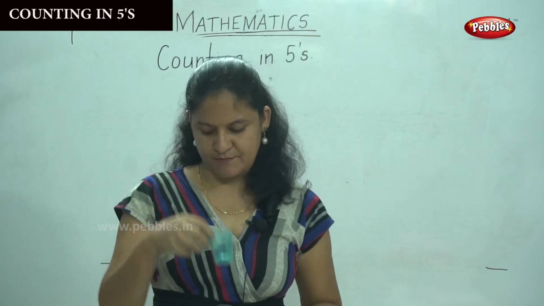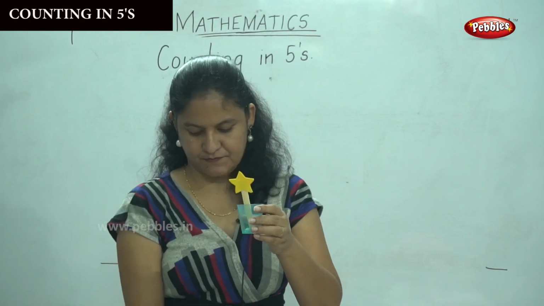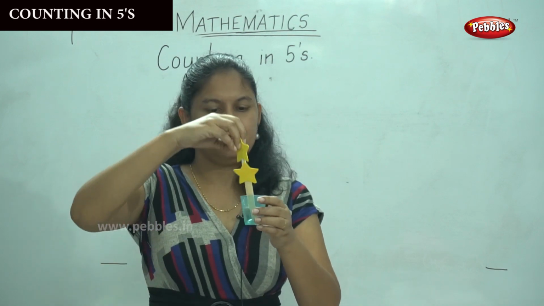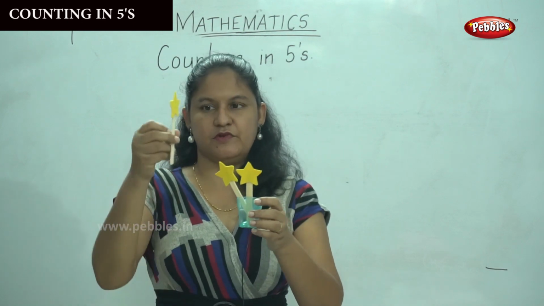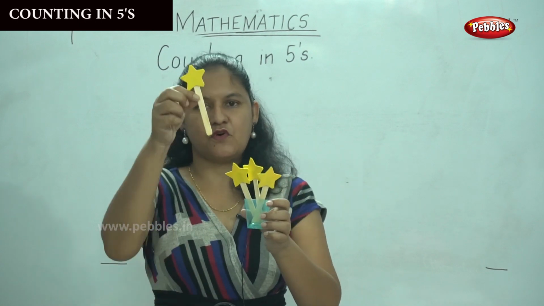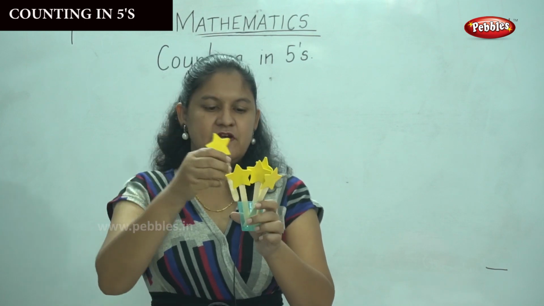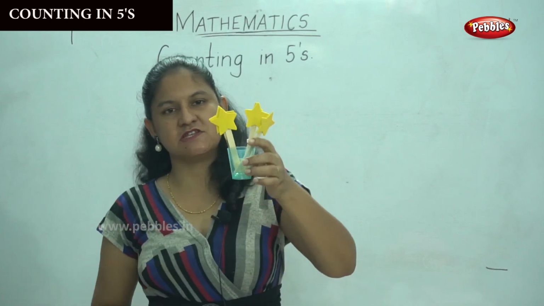And in the next cup I will place the next color. It is 1, 2, 3, 4 and 5. So I have 5 ice creams in this cup.